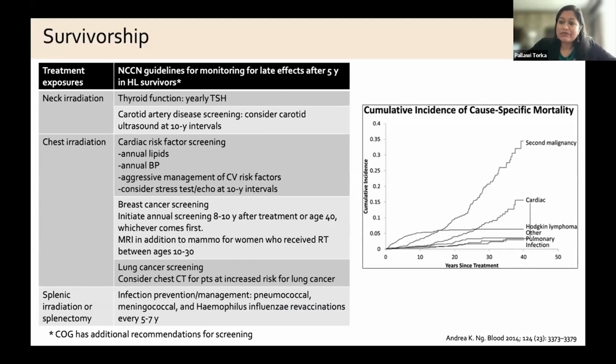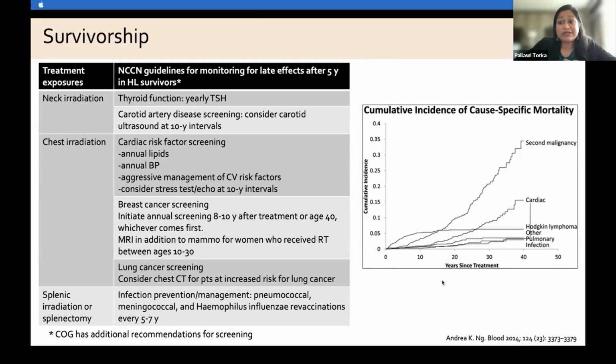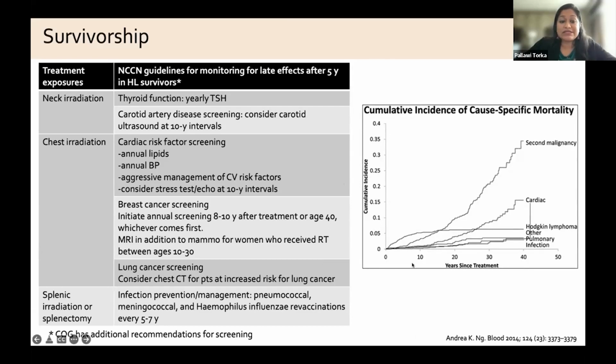One slide about survivorship. It's very important that these patients either follow up with an oncologist or the survivorship clinic who really knows what to screen them for, which I know is a big problem in many settings. But if they got radiation, especially in the neck, they need to have yearly TSH, carotid artery ultrasounds, chest radiation. I've personally seen patients with coronary artery disease and breast cancer after getting treatment for Hodgkin lymphoma. So this is something they all should be counseled on, and lung cancer screening too.